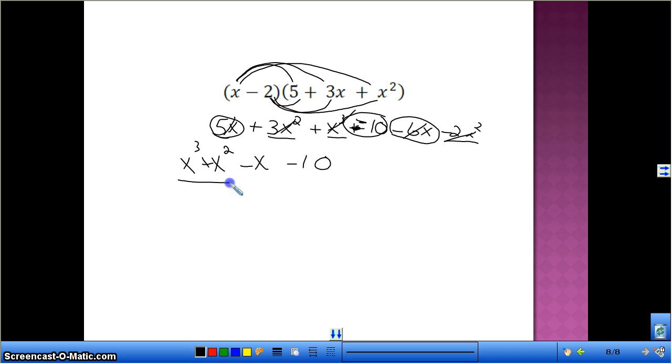Okay, this is going to be your final answer. It can't be simplified any further. There's no more like terms, but I wrote it in descending order, the 3 being the highest exponent, then the 2, then the 1, and then this one, well, it has an exponent of 1, but it's in descending order here, and this would be considered a third-degree polynomial.